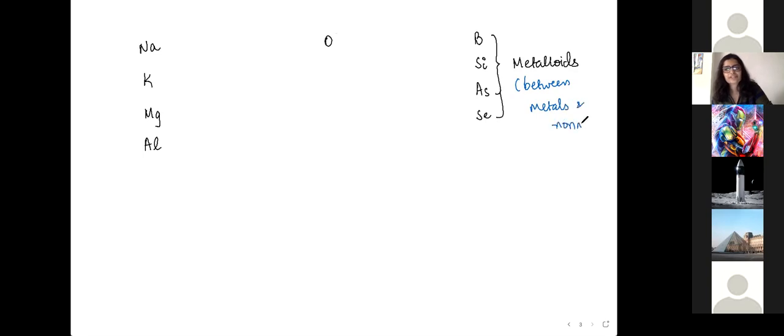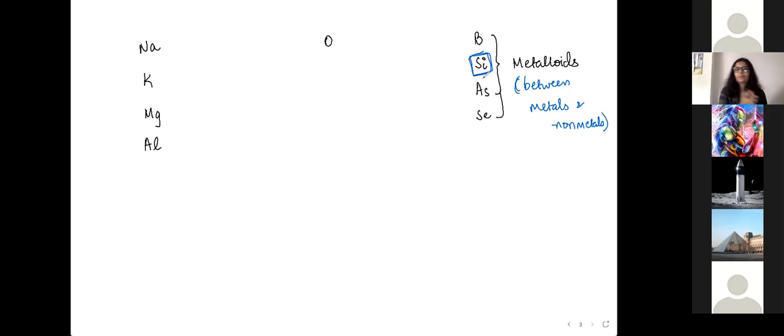So some properties they share with metals, some properties they share with non-metals. For example, silicon at room temperature does not conduct electricity, which is a characteristic property of non-metals. But if you cool it to sufficient temperatures, below freezing, I don't remember exactly what temperatures, it suddenly starts being able to conduct electricity, which is a property of a metal. So they fall exactly in between metals and non-metals.